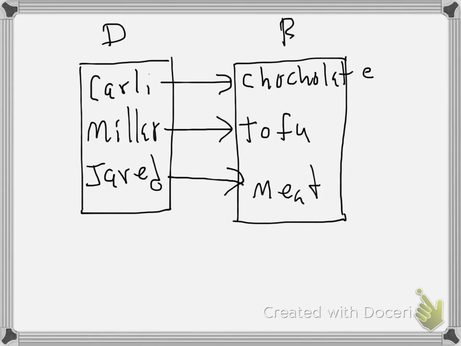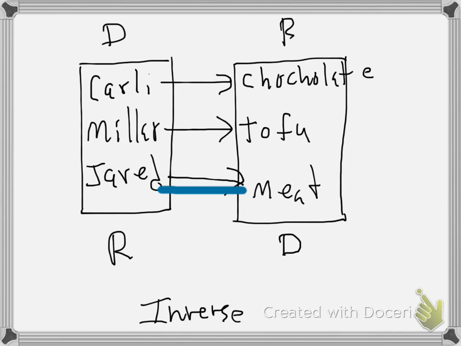Now for the inverse, the range of the function becomes the domain of the inverse, and the domain of the original function becomes the range of the inverse. So what happens is the arrows go back the other way. Right? So that would be the inverse of the function.